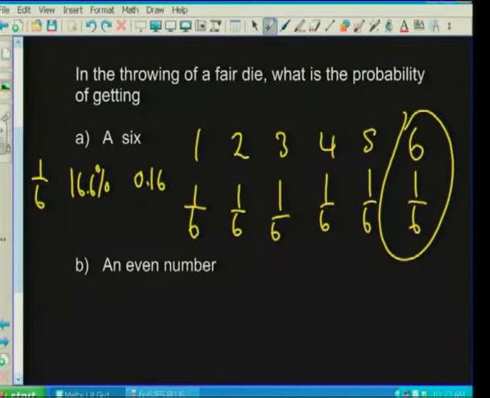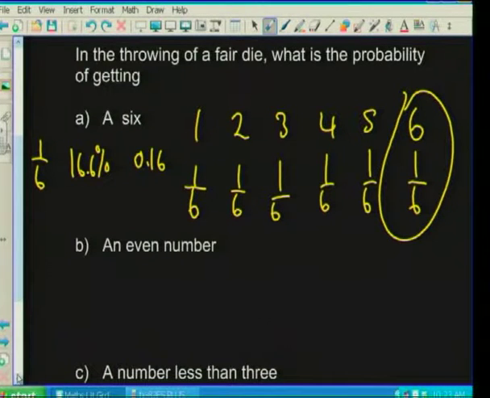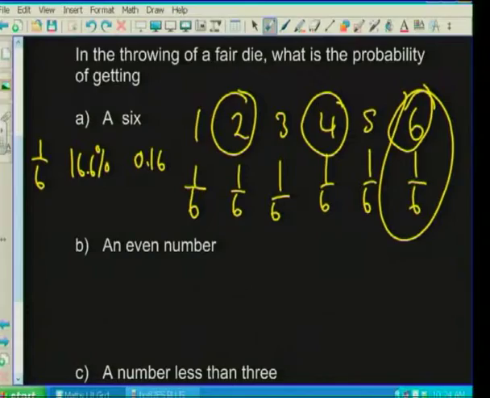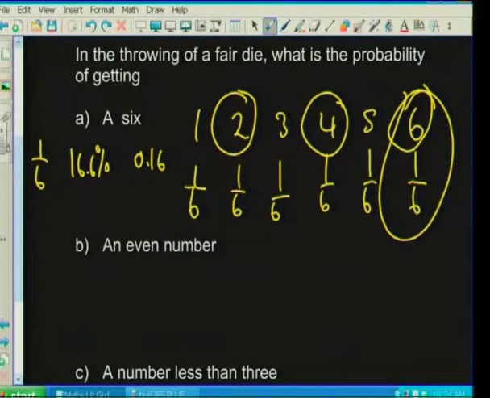Now, let's have a look at the next one, because this is where it gets a little more interesting. The question reads, what is the probability of getting an even number? Well, looking at each of these outcomes, we can see that there's an even number here, the number 2, and then also the number 4, and of course the number 6 is an even number. So there are 6 possible outcomes of throwing the dice, the values 1 to 6, but 3 of those would result in an even number. So I can write the probability as 3 out of 6, because 3 of the outcomes would give me my answer of an even number.